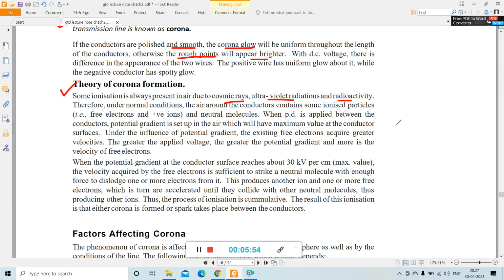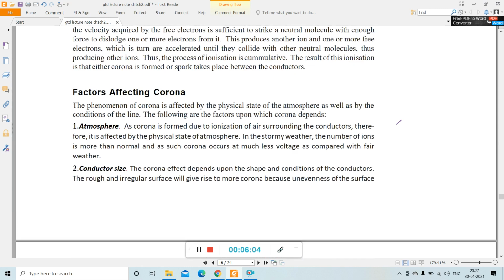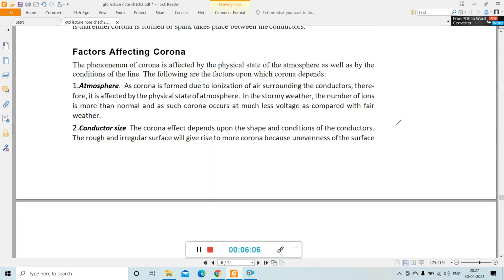So this is a cumulative ionization process. As a result of this ionization, there is formation of corona or spark between the conductors. So next is the factors affecting corona. What are the factors which affect corona?